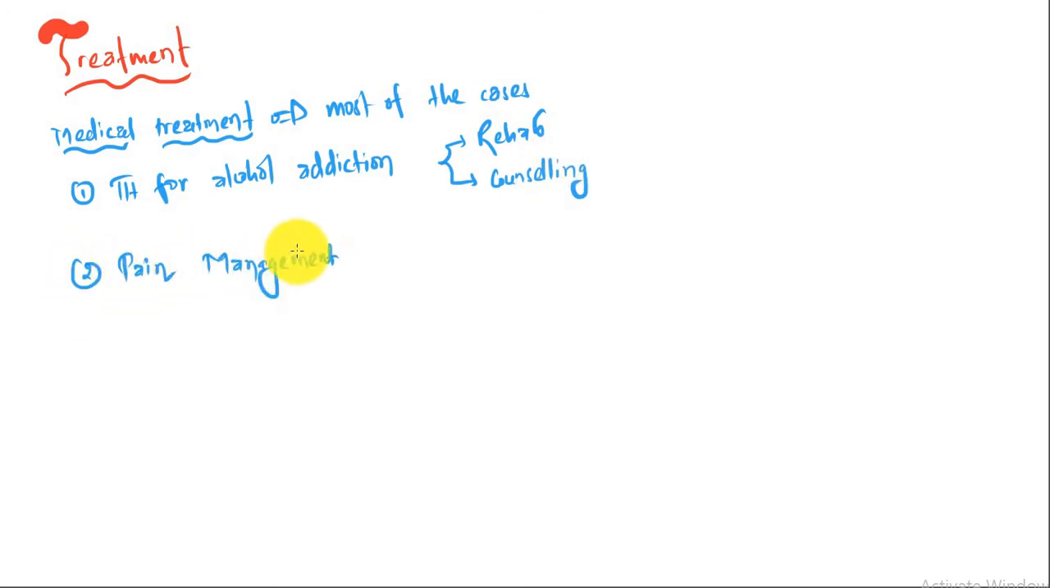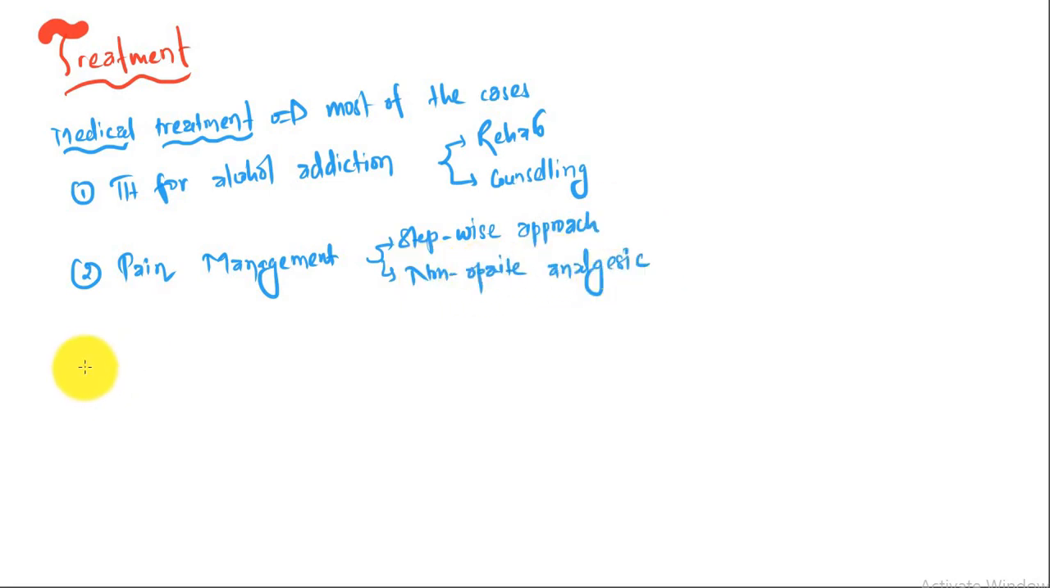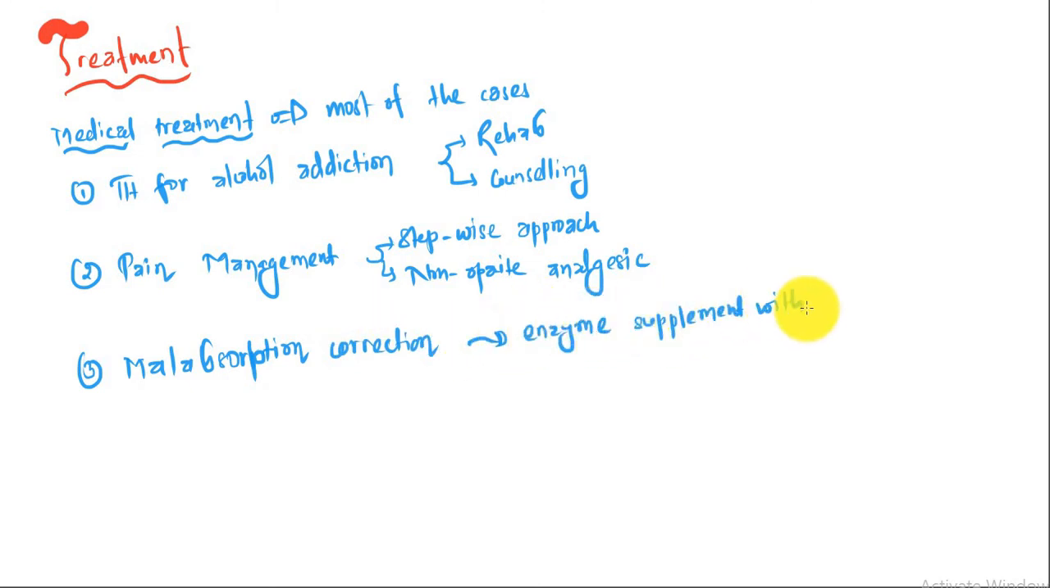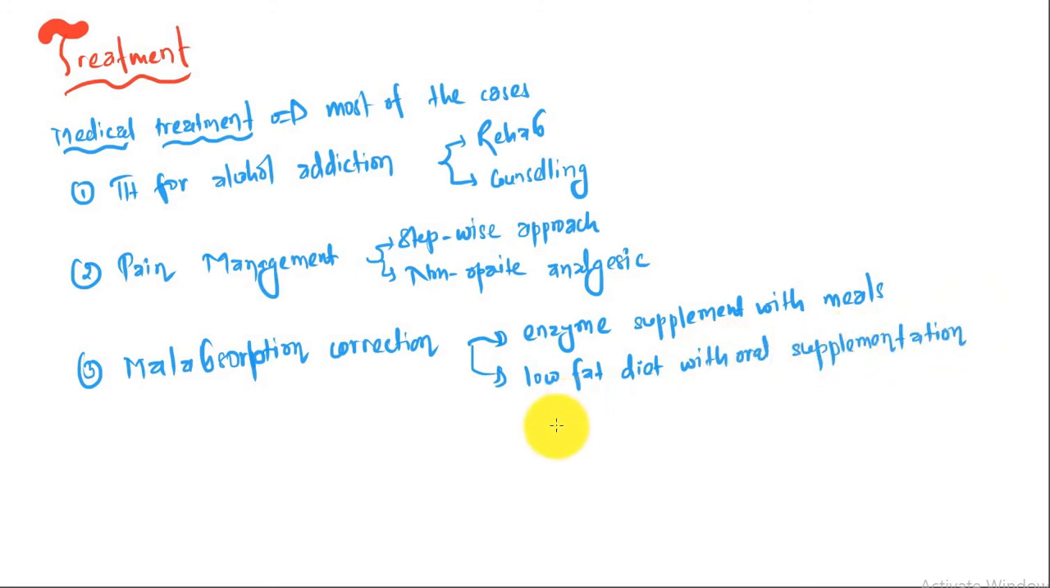So let's treat symptoms now. The first symptom is pain, so let's manage the pain. The approach should be stepwise, and we should use non-opiate analgesics in order to avoid addiction. Malabsorption correction is done by enzyme supplement with the meal and by low fat diet with oral supplements of fat soluble vitamins.